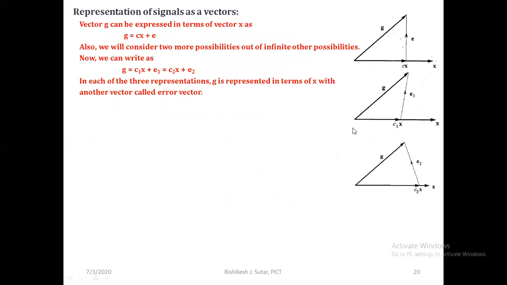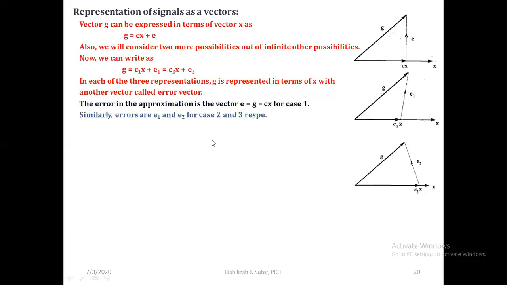We have brought these figures from the previous slide for reference. The error in the approximation is the vector e, which can be given as e equal to g minus cx. e is equal to g minus cx for case 1. Similarly, the errors are e1 and e2 for case 2 and 3 respectively. Now we will choose c so as to get the minimum error e.